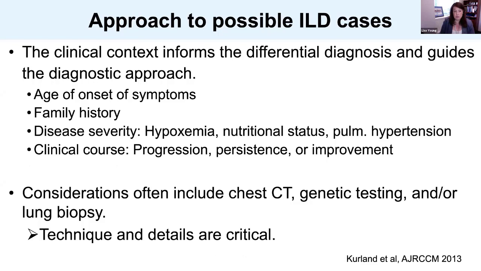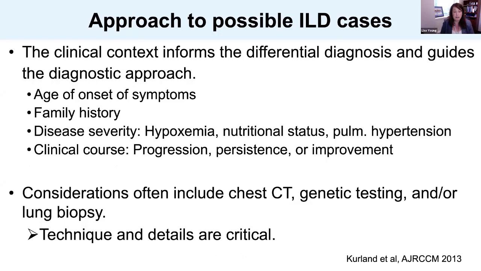So once you've done those things, then it's really the clinical context that helps you think about the differential diagnosis and your approach. So you'll think about age of onset of symptoms. One of the most useful things about that 2007 classification was really thinking about disorders that are more prevalent in infancy compared to things that happen in older kids. The family history can be helpful.